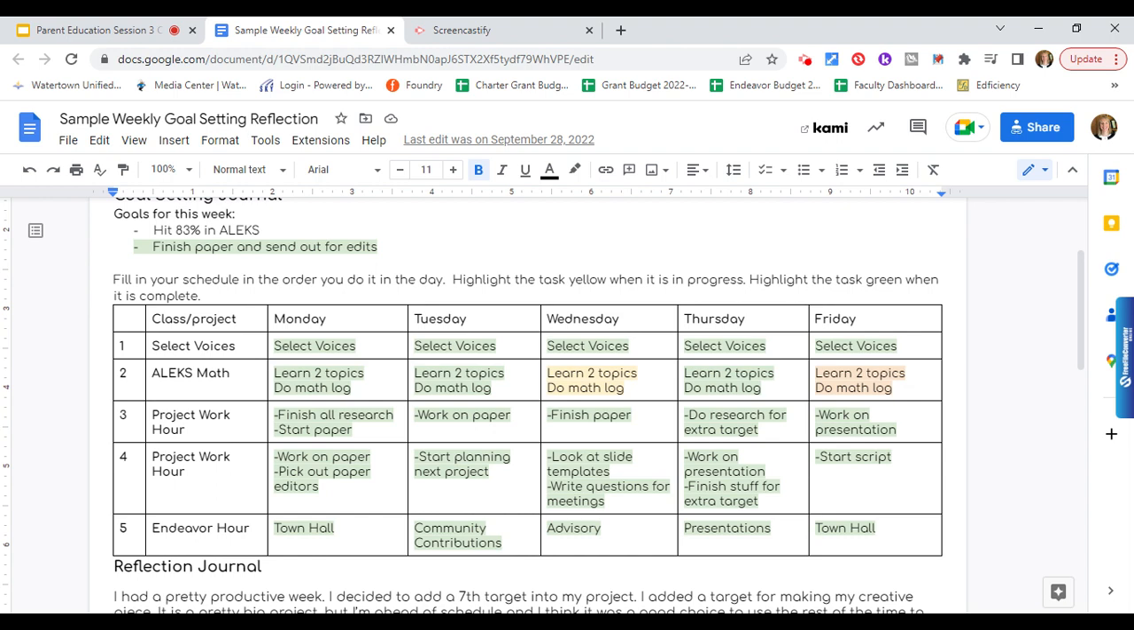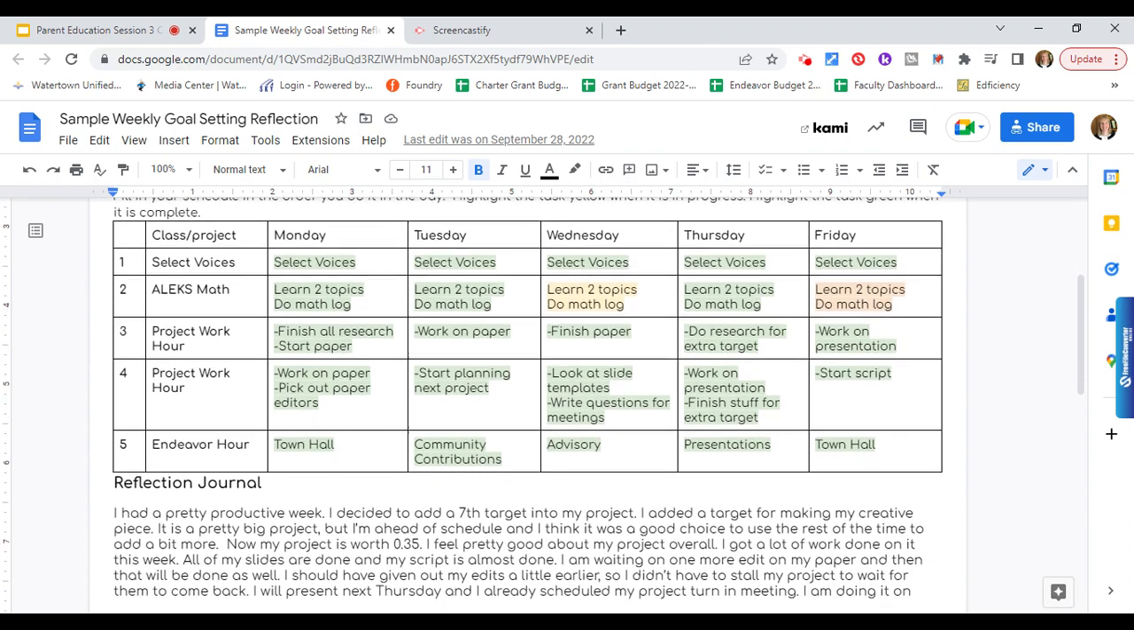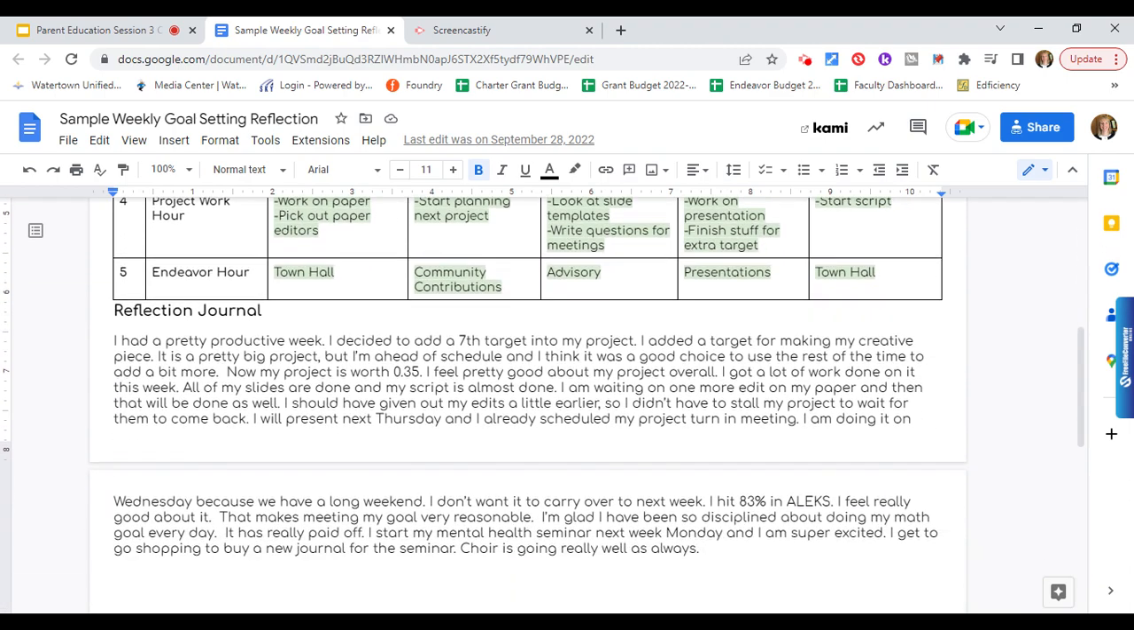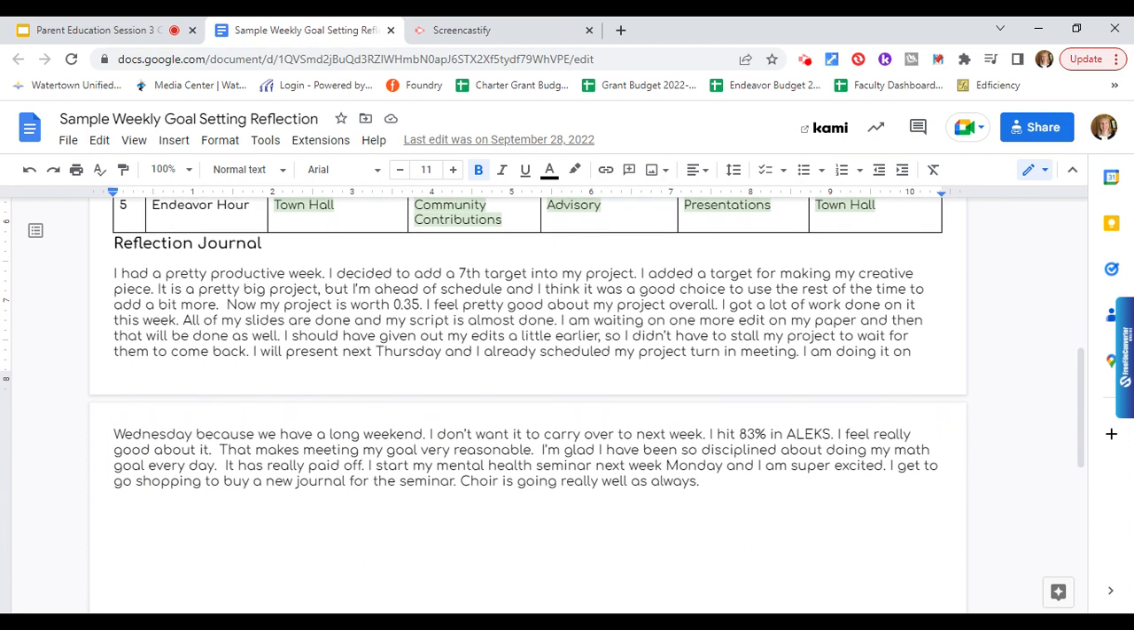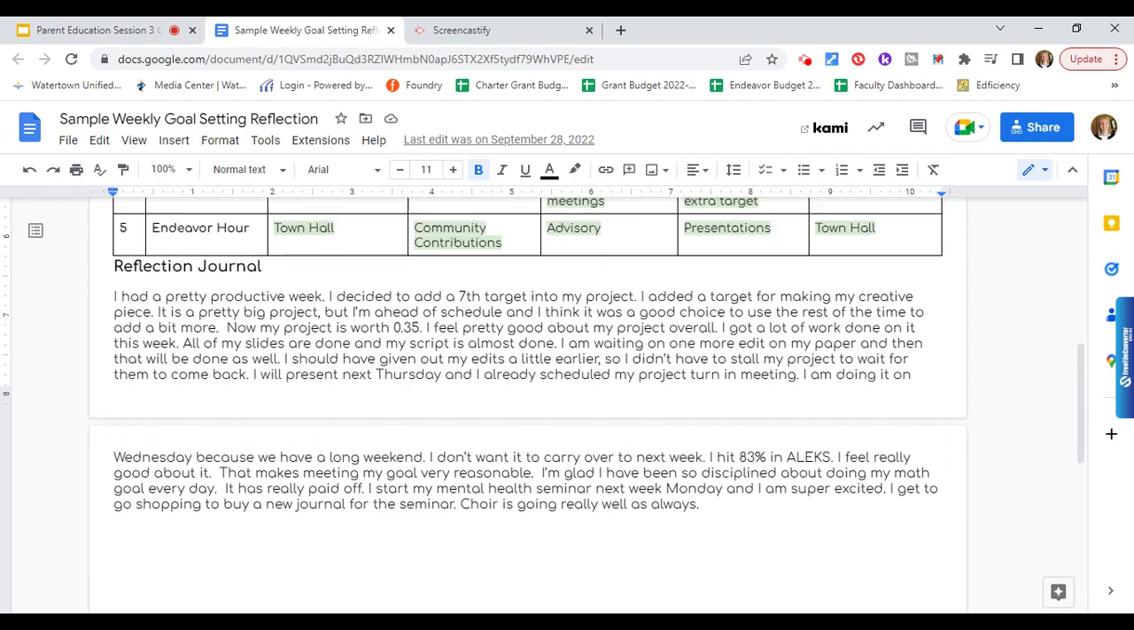There's also a second project work hour for this particular student. And again, very specific goals for each hour. If the student did not complete the things that were set as goals for that hour, that work would become homework. At the end of the week, students are expected to create a reflection journal. This is where they look at what they have done, how it went, why that matters in their so what, and their now what they will do with that material in order to improve in future weeks.